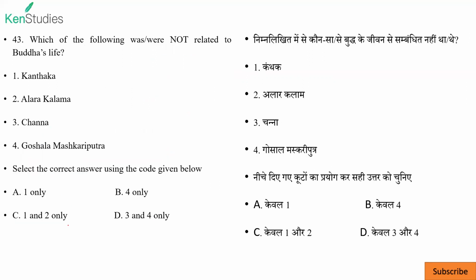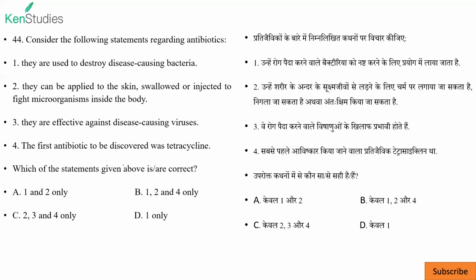Next is saying which of the following was or were not related to Buddha's life. So Kanthak was related. Kanthak was his horse. Alara Kalama was his first guru. Channa was his charioteer. Gosala Maskariputra was not related. So only if these three were related, it is saying not related. So Gosala Maskariputra was not related. So 4 is the only option. So B is the correct answer.